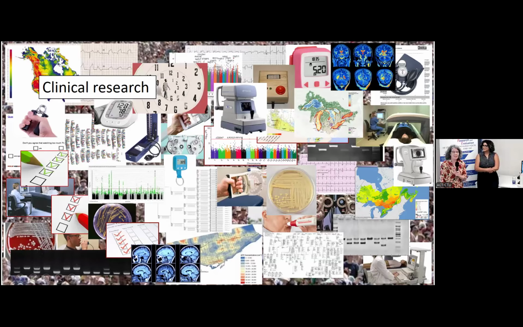So clinical research means chaos. You are collecting information of different type, different ways, different sources. You never know what will jump in when you receive a data set. And so it can be particularly complex.